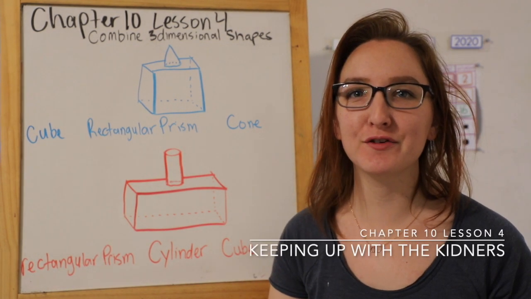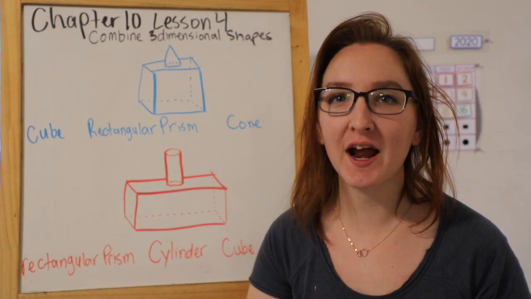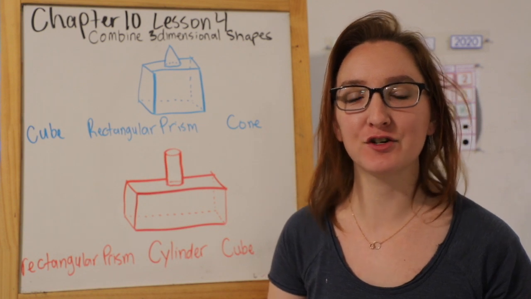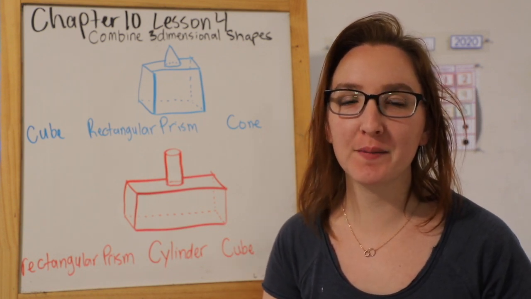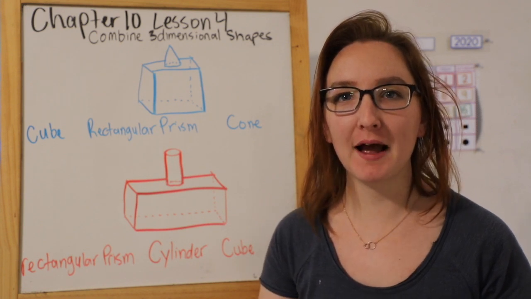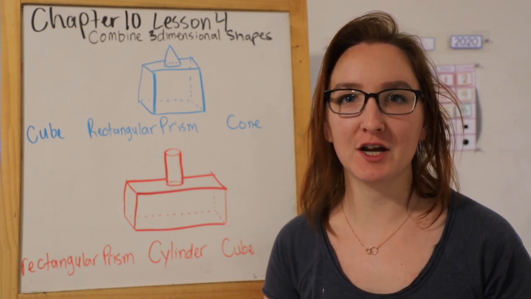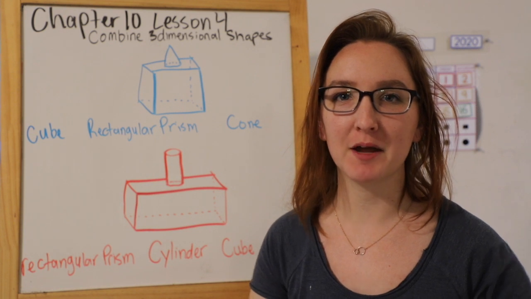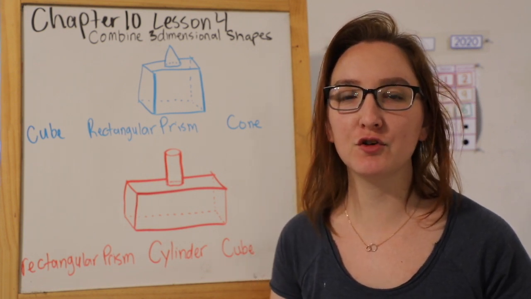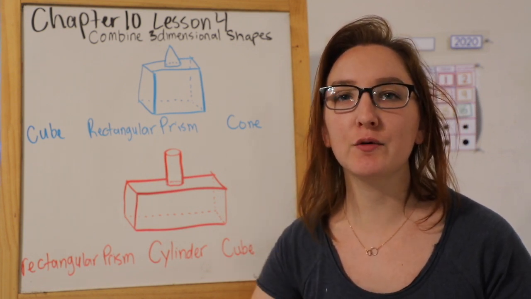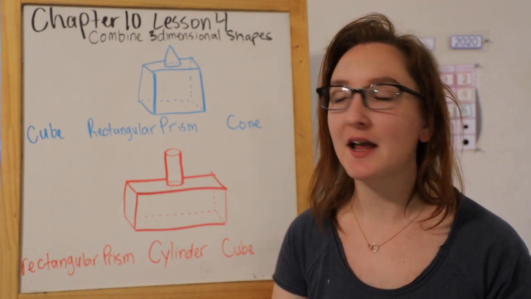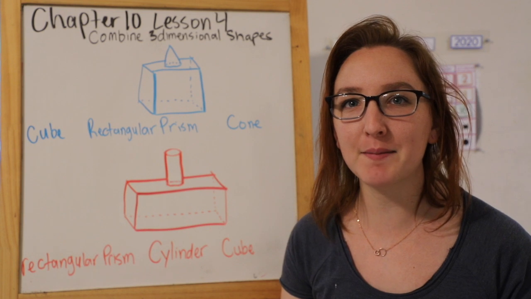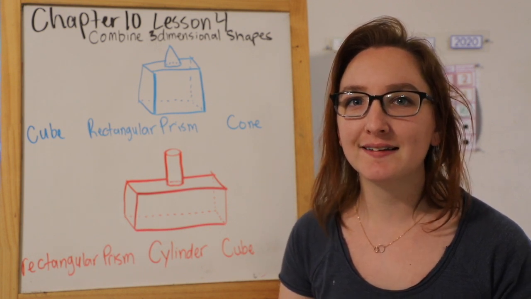Everybody, welcome to chapter 10 lesson 4 of our three-dimensional shapes. So just like we had talked about before with our two-dimensional shapes, when you combine them you make a special shape called a composite shape. When you put two or more shapes together, you compose a new shape, which is a composite shape.